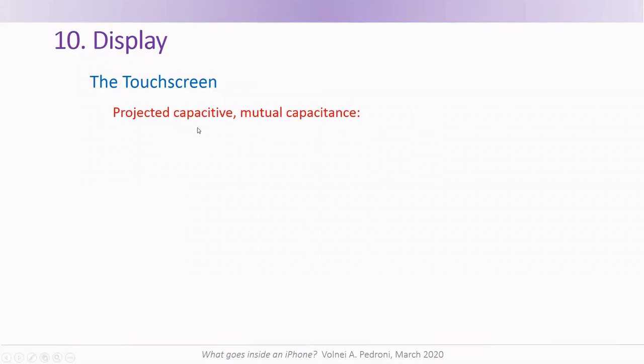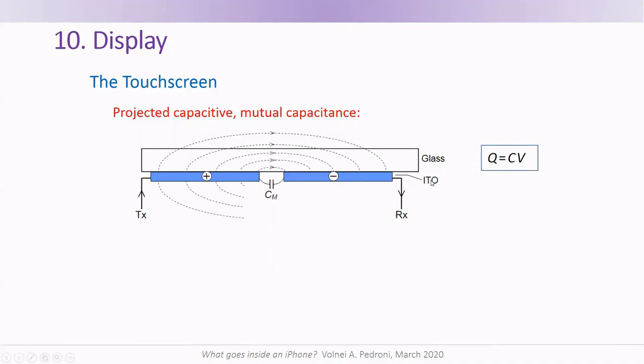The projected capacitive with mutual capacitance approach. This is a general illustration of the operating principle. Here's the substrate, which is glass in this case. Here are 2 electrodes made of ITO, as mentioned before. In this case, the touchscreen controller sends the excitation through this electrode and reads it out through this other electrode here. Notice that they are not facing each other, the 2 plates. They are side by side, so their mutual capacitance is very small, typically in the picofarad range.